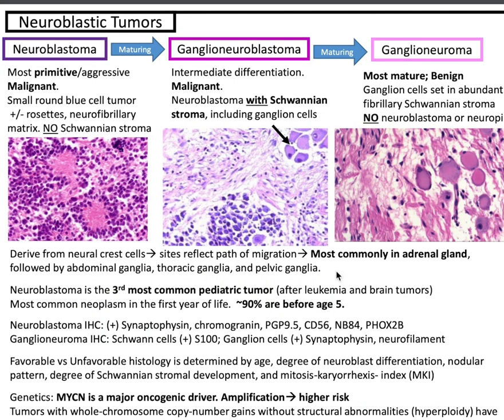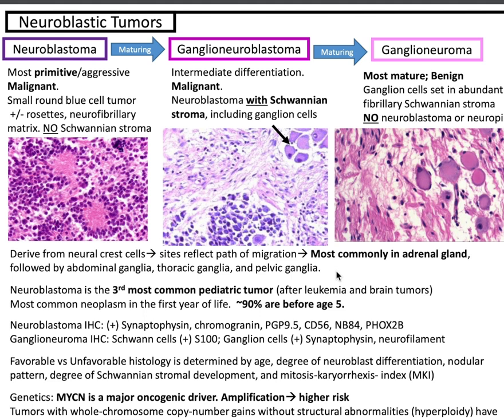Neuroblastic tumors. These are a spectrum where the most immature tumor is neuroblastoma, in the middle is ganglioneuroblastoma, and the most mature is ganglioneuroma. Neuroblastoma is the most primitive and aggressive. It is malignant. It's a small, round blue cell tumor, and plus or minus you can see histologically rosettes, neurofibrillary matrix, and no Schwannian stroma.